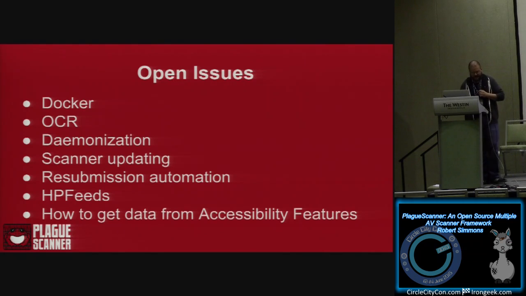And then lastly, if anyone is a Windows programmer, let me know. I need help in that department, because I need to get the accessibility data out of the accessibility features, and then into basically just text that I can process using Python.